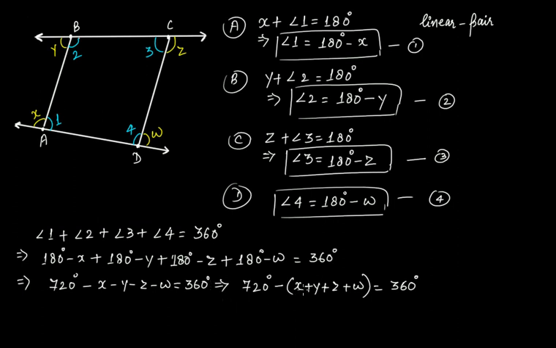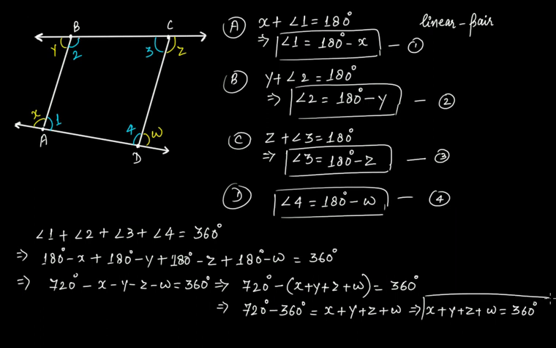From here, if you transpose this X plus Y plus Z plus W to the right hand side, and at the same time transpose this 360 degrees to the left hand side, this becomes 720 degrees minus 360 degrees is equal to X plus Y plus Z plus W, and from here you get X plus Y plus Z plus W as 360 degrees. That is, the sum of the external angles of the quadrilateral is equal to 360 degrees.